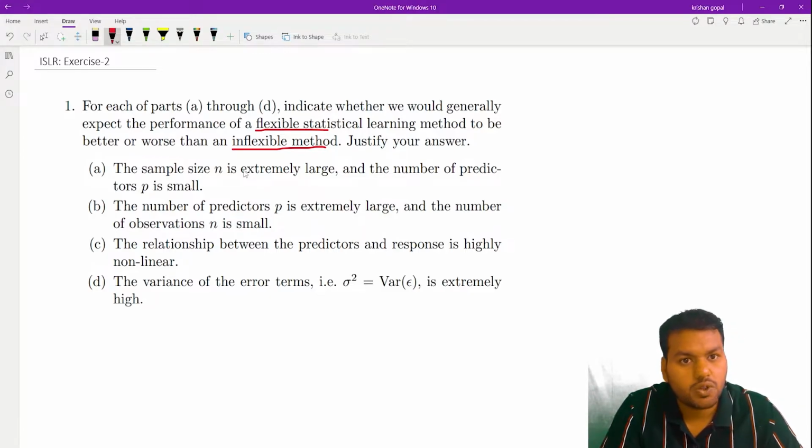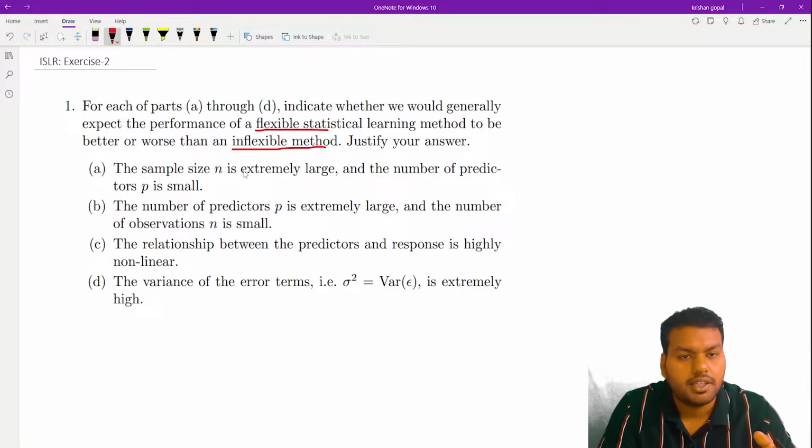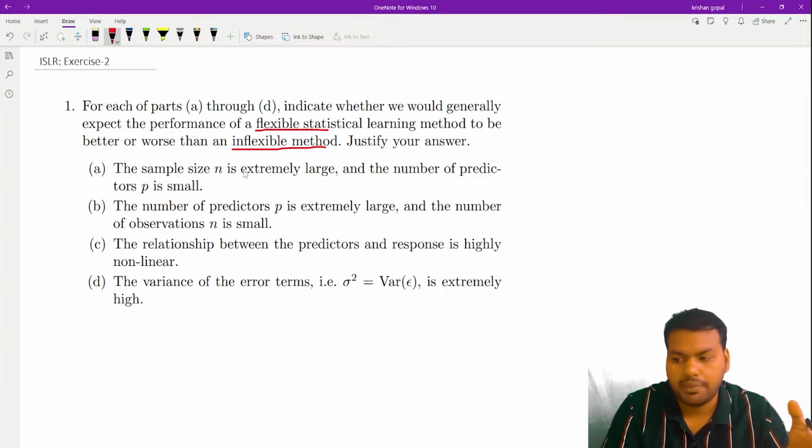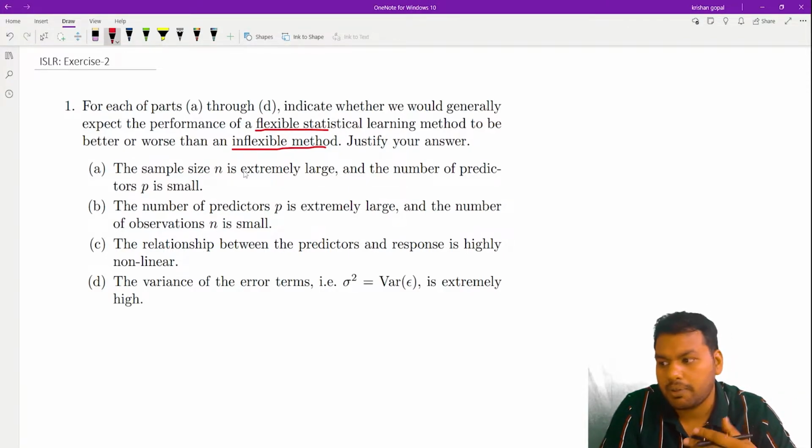In that case, we use the flexible method to reduce the bias, whereas inflexible methods are more interpretable. We use them when we want to study the relationship between the response and the predictors and make some interpretation from that. Inflexible methods are generally more interpretable because they are very simple methods like linear regression. Okay, so these are the inflexible methods. Now come to question number 1.